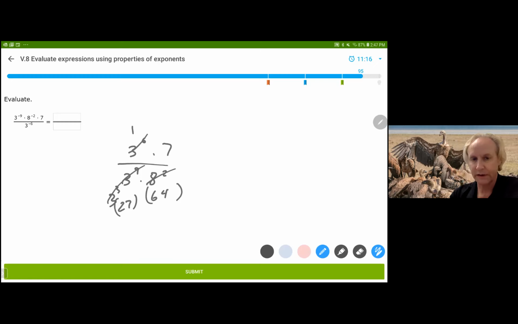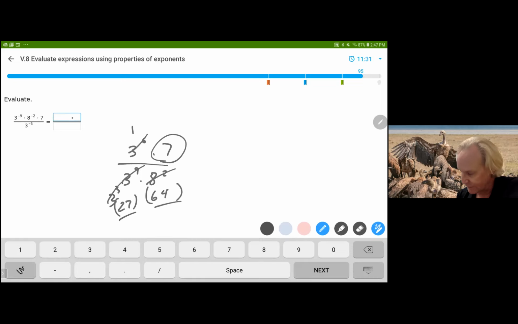Now, a lot of people are going to go, well, wait a minute. How do I know I can't reduce? Well, this is all 3s. This is all 2s, or 8s if you like. And 7 is a prime number, so there is no reducing it. So I have a 7 in the numerator. And then I have 27 times 64.